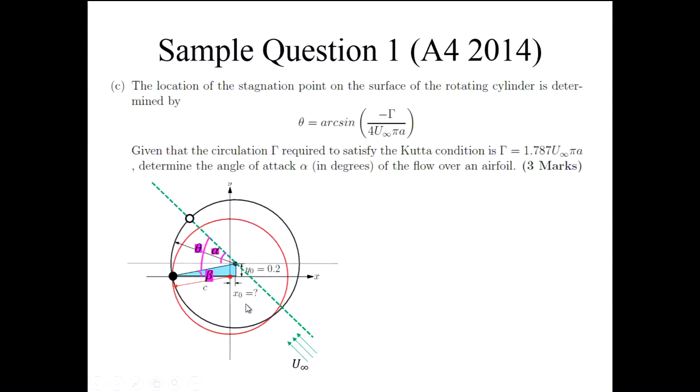The difference between this question and what we have done in the lectures is that usually we know angle beta and we know angle alpha, and we want to calculate the circulation. But here, we know the circulation already, so we just want to reverse the process and calculate the angle of attack. Okay, so let me switch to the document camera again.